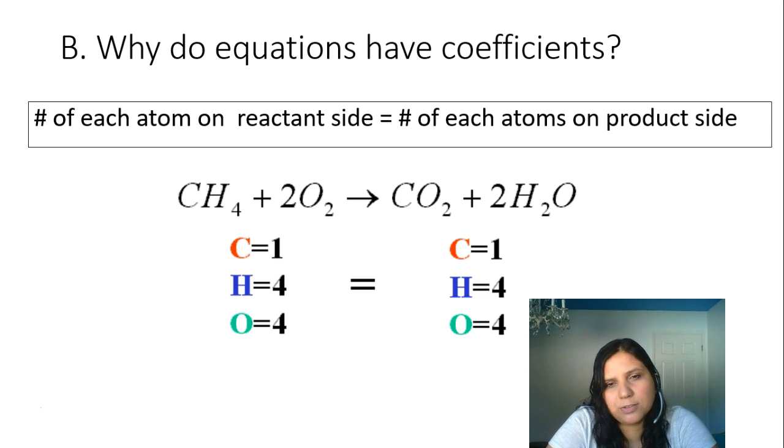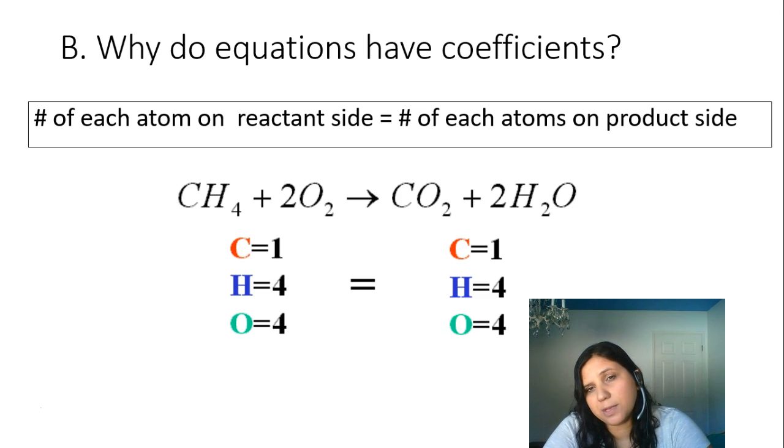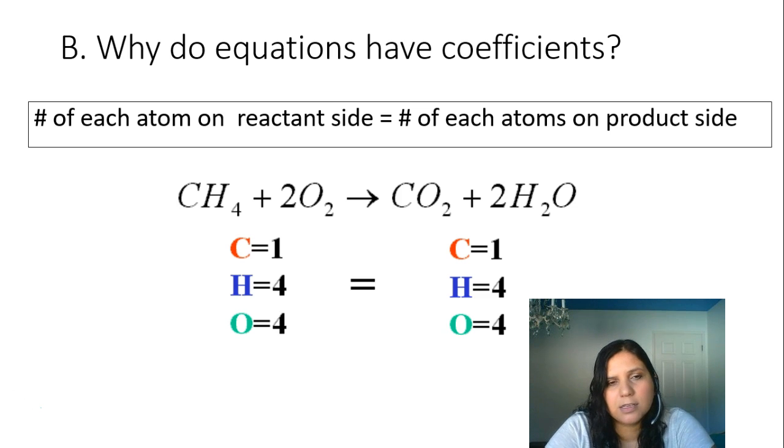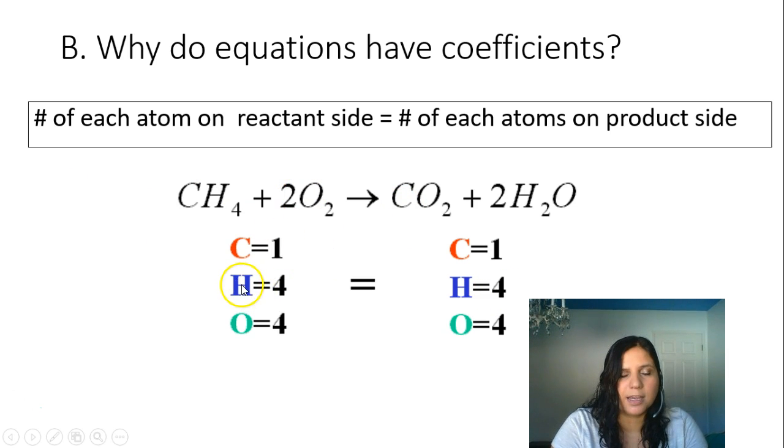Okay, and so how do we show this by balancing? Well, balancing shows the number of atoms on each side. And so the number of each atom on the reactant side is supposed to equal the same number of atoms on the product side. And so if you take a look at this example, on the left side of the reaction, I have 1 carbon. And on the right, I have 1. Okay. On the left side, I have 4 hydrogens.